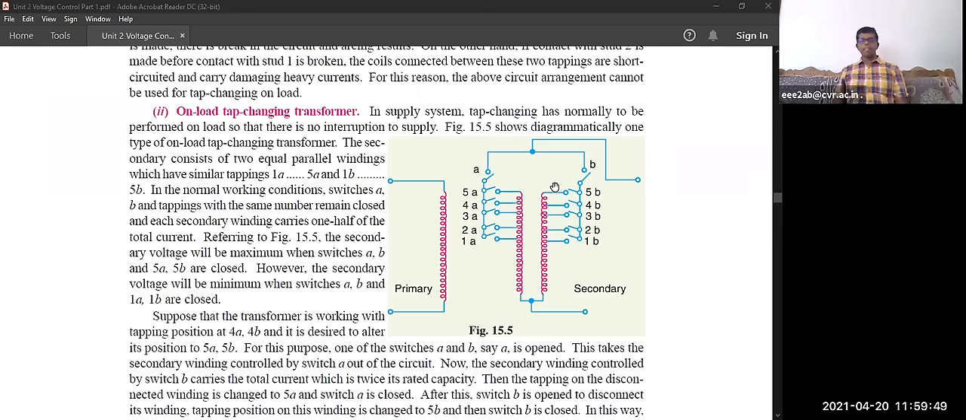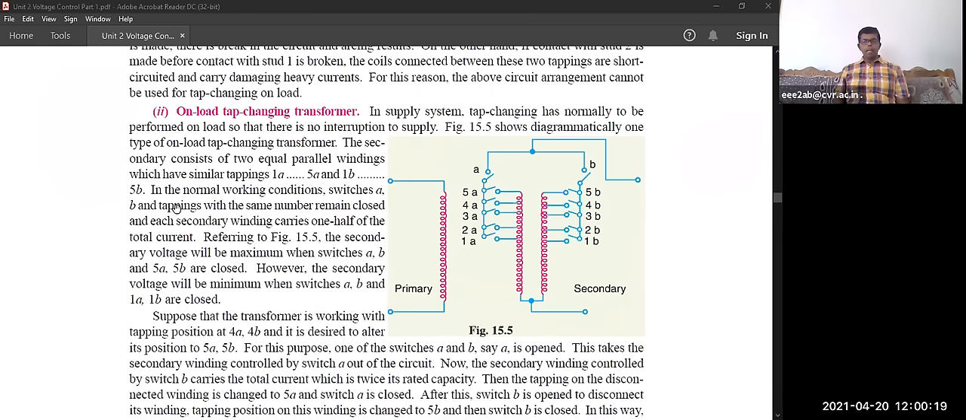The secondary side consists of two equal parallel windings. It is divided like that. Two equal parallel windings which have similar tappings, from 1A, 2A, 3A, 4A, 5A, like that. Similarly, here also 1B, 2B, 3B, 4B, and 5B. And also here, two switches are there, A and B.